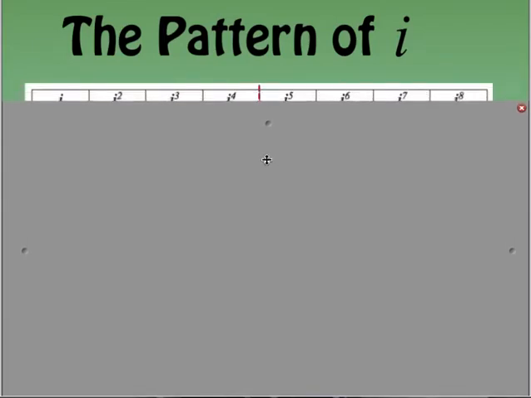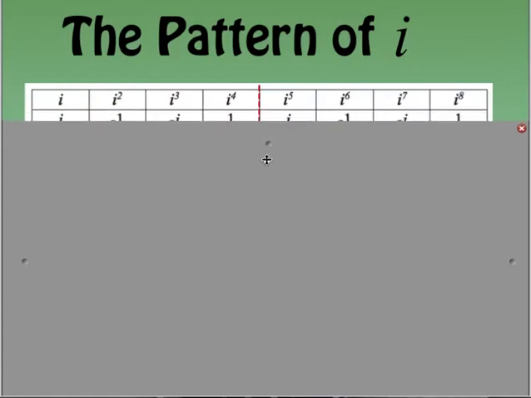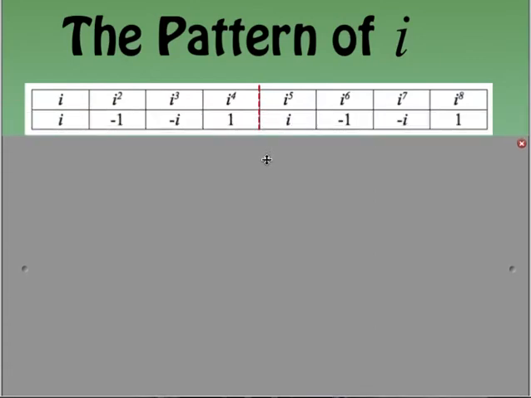The pattern of i: there is a pattern with every fourth value of i, so every fourth power. I'm going to show you this table that I'd like you to fill in on your page. Anytime you're simplifying complex numbers or a problem, I want you to use this table. So i, we're just going to write as i. Remember, i squared simplifies to -1.